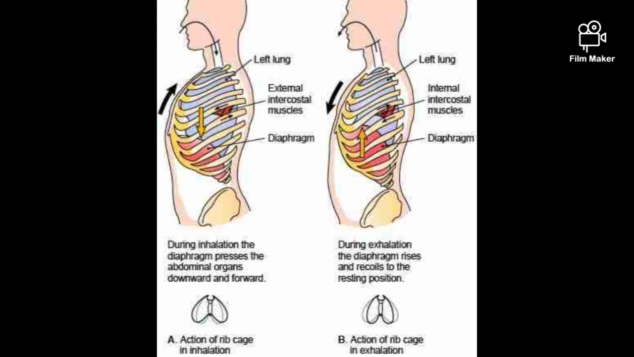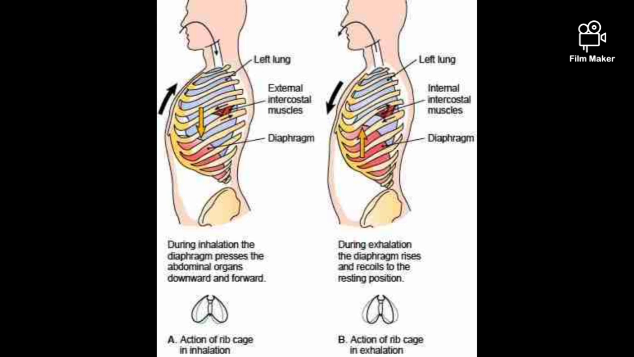Lung exhibits elastic properties. This elastic property of the lung is called elastance, and it results in the process of inspiration and expiration. During inspiration, we inhale.